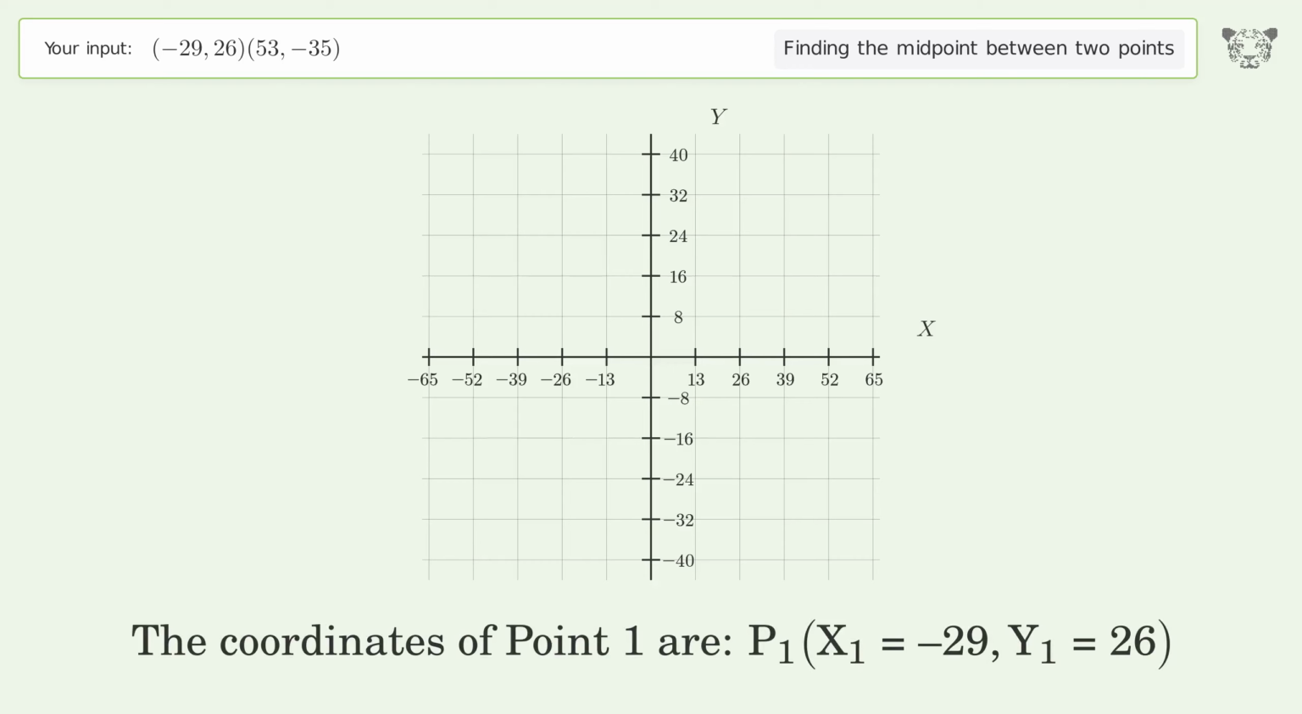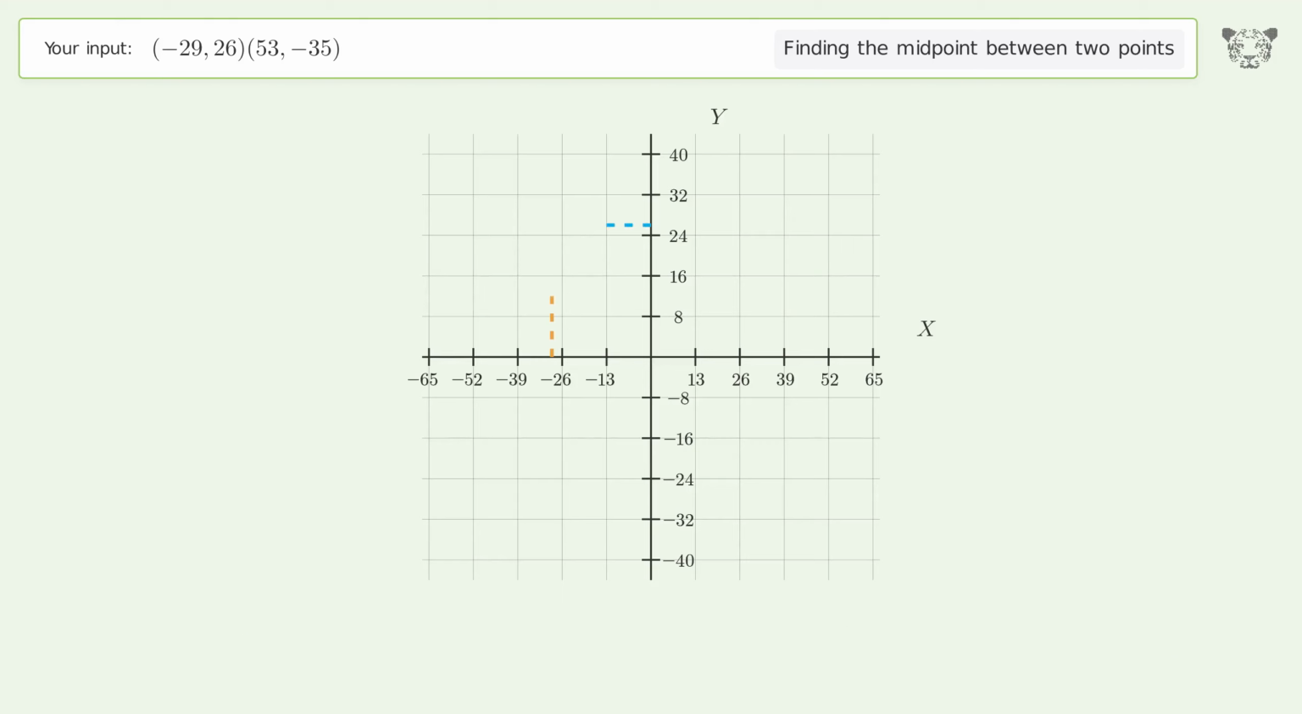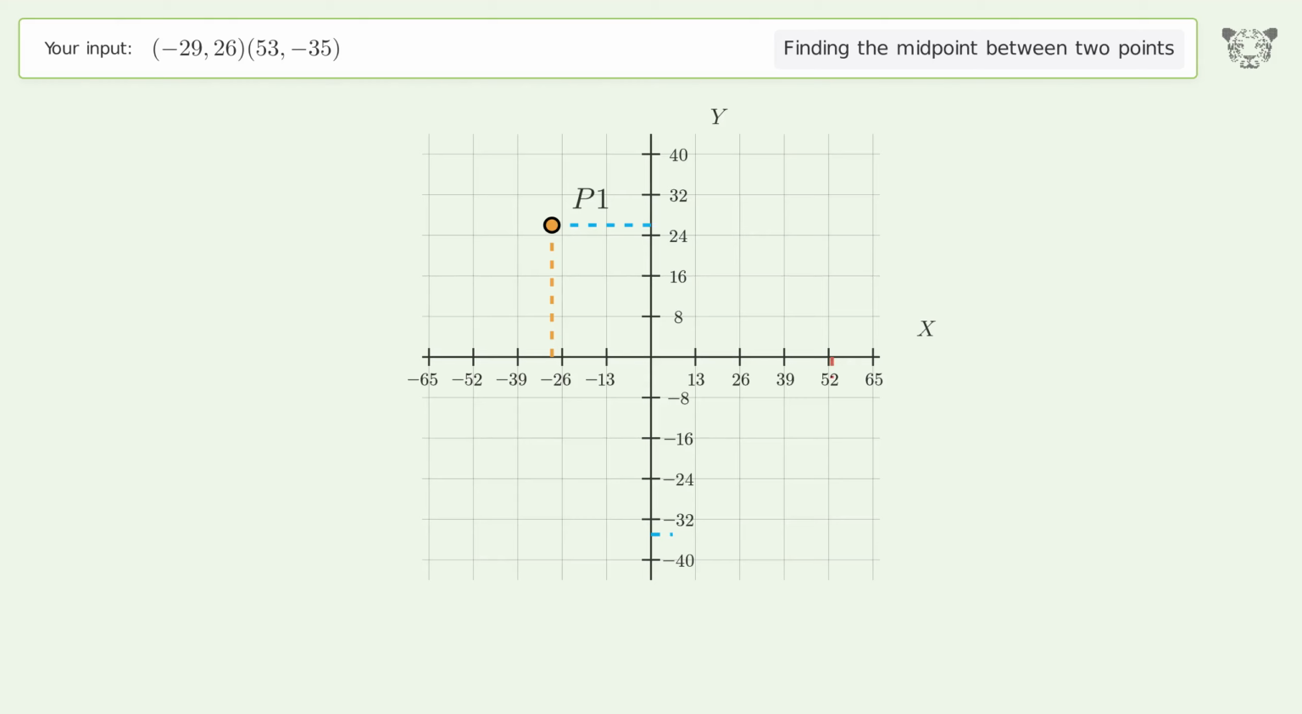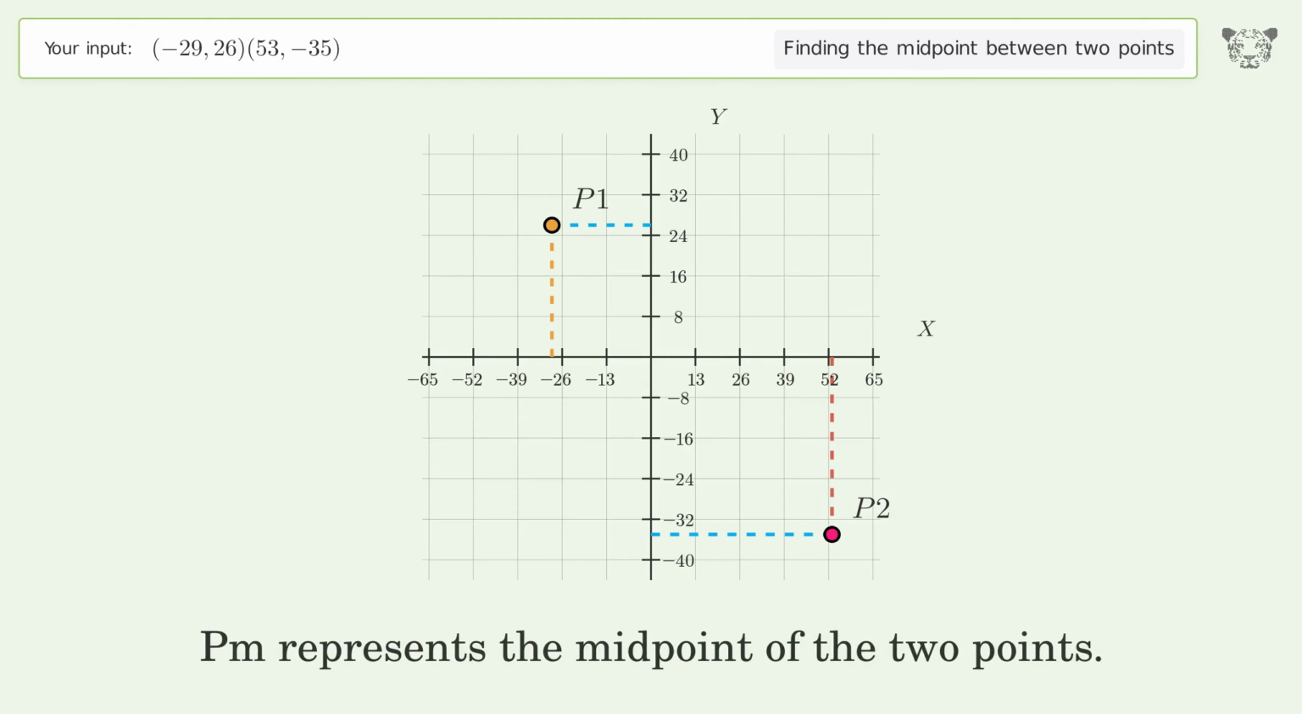The coordinates of point 1 are, x1 equals negative 29, y1 equals 26. The coordinates of point 2 are, x2 equals 53, y2 equals negative 35. PM represents the midpoint of the 2 points.